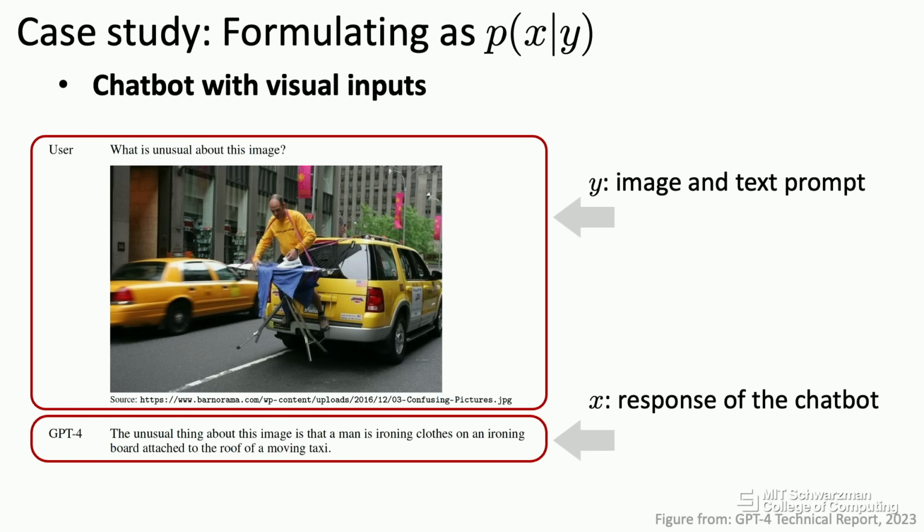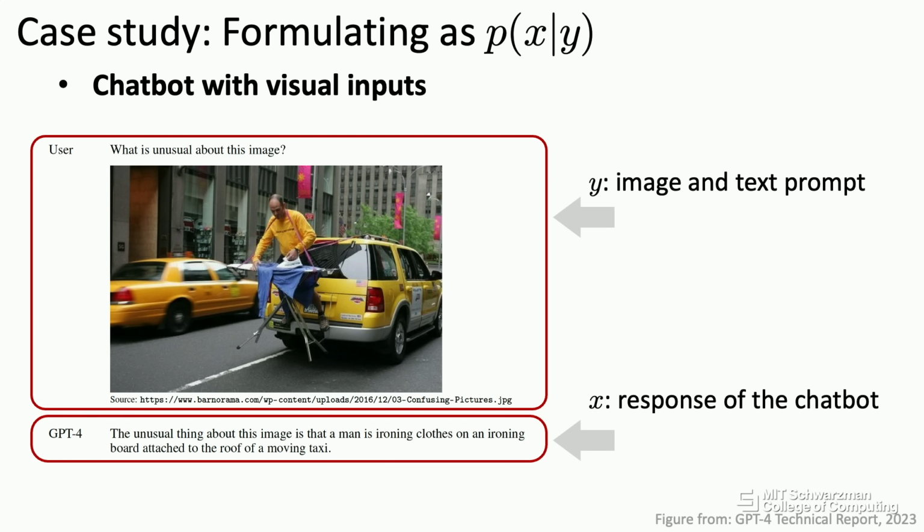And with this context, we can move one step forward. This image could just be part of the input in your natural language conversation with your chatbot. In this scenario, the condition would be the input image and some other text prompt given by the user. The output would be the response of the chatbot based on this image and the text prompt. Let's say given this image, the user asks what is unusual about it, and the chatbot answers that it is unusual to iron clothes on an ironing board attached to the roof of a moving taxi.